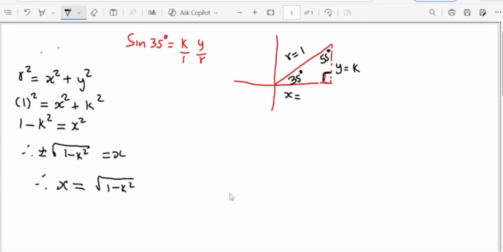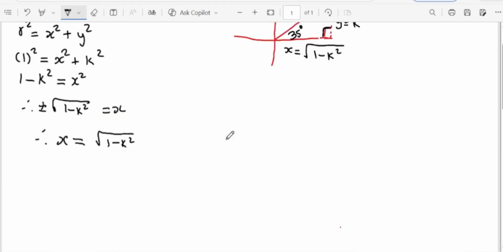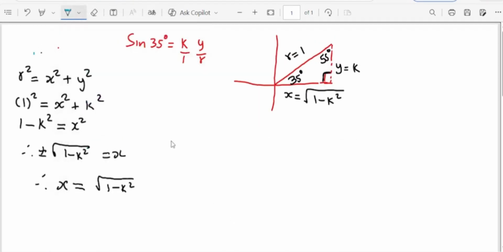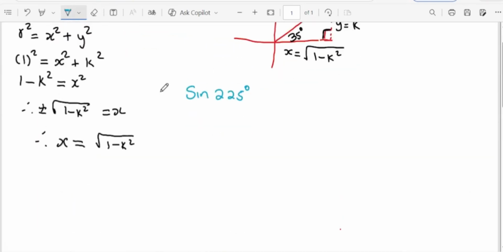So now that you have the value of x and the value of r, we can try and answer the question. So this will be the square root of 1 minus k squared. Look at the question. What is the question saying? If the sine of 35 is equal to k, we need to find, for 2 marks, the sine of 215. Let's try and apply what we did. So we're looking for the sine of 215 degrees. You need to ask, 215, not 25, 215.